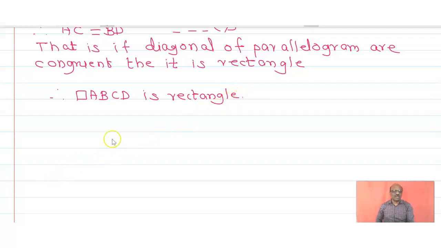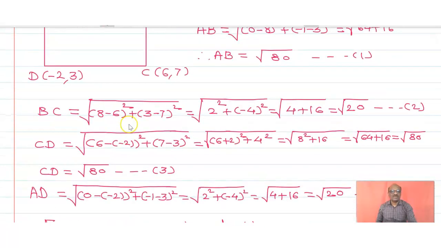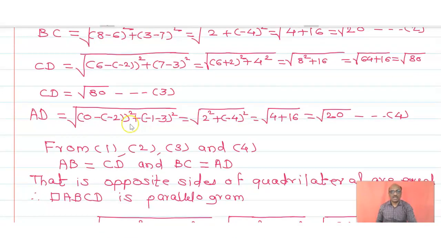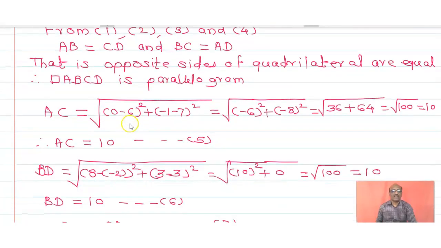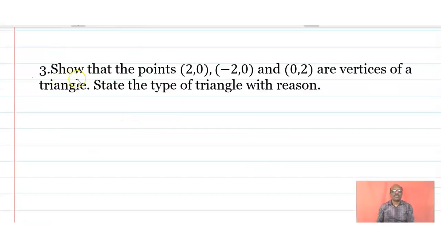The distance formula we have to mostly apply here, you can see this. Okay, at the beginning we will find out the sides. Opposite sides are equal, then it is a parallelogram. Then show that the diagonals are congruent. Then say that it is a rectangle. Show that the points 2, 0, minus 2, 0, 0, 2 are the vertices of a triangle. State the type of triangle with reason.